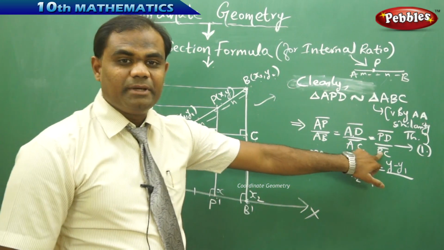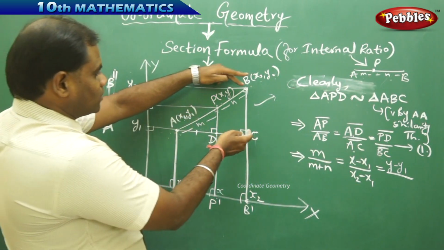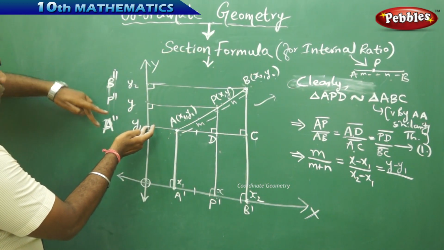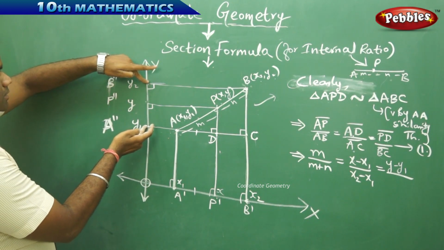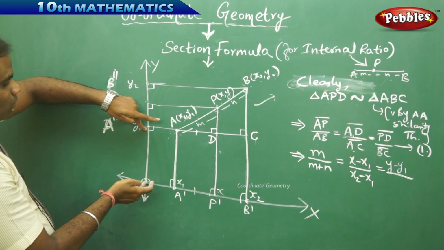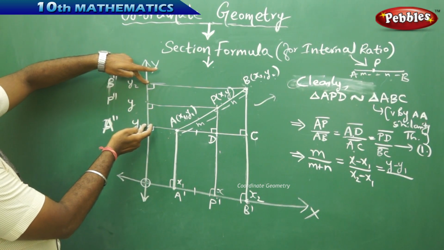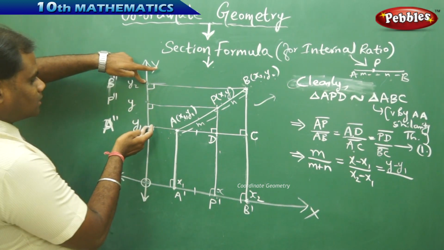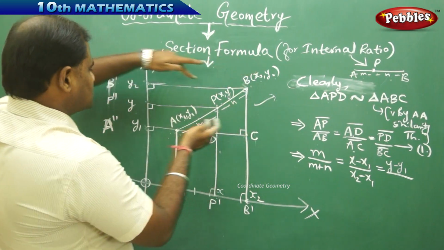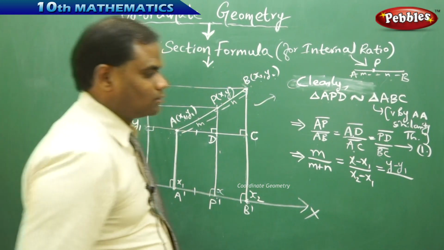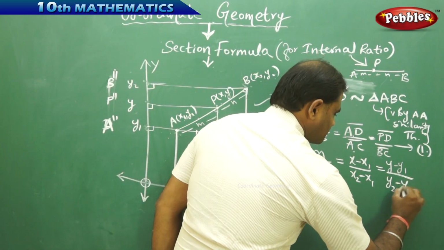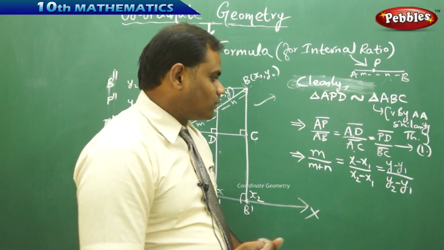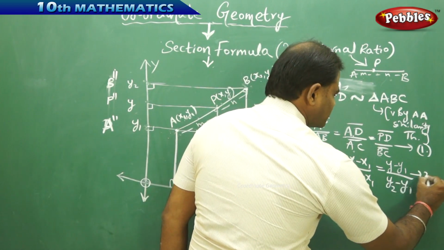Similarly, when I want to find BC on similar grounds, let's see what BC is equal to. In this diagram, BC is equal to the length of a double dash b double dash, which is nothing but the whole of y2 minus y1. So this length is the whole of y2 minus y1, which in turn is BC. Therefore BC is equal to y2 minus y1.